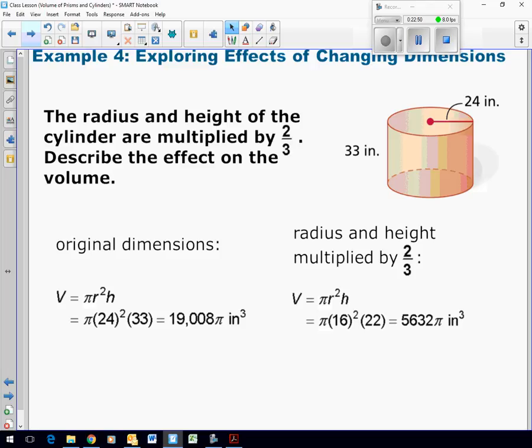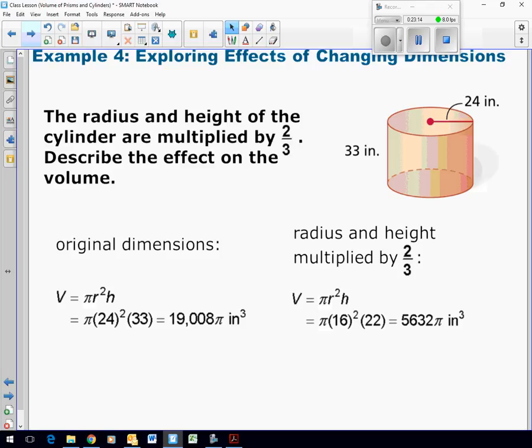Hey, Sutter. Yep. Sutter, tell me this. The radius and height of a cylinder multiplied by 2/3 describe the effect of the volume. I almost called you. I almost did. Maddie. I almost called you Maddie. Maddie, what's the radius of this cylinder? What's the height?